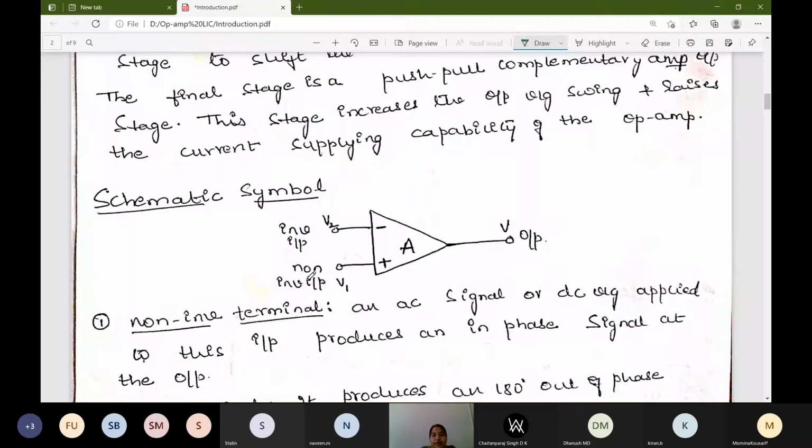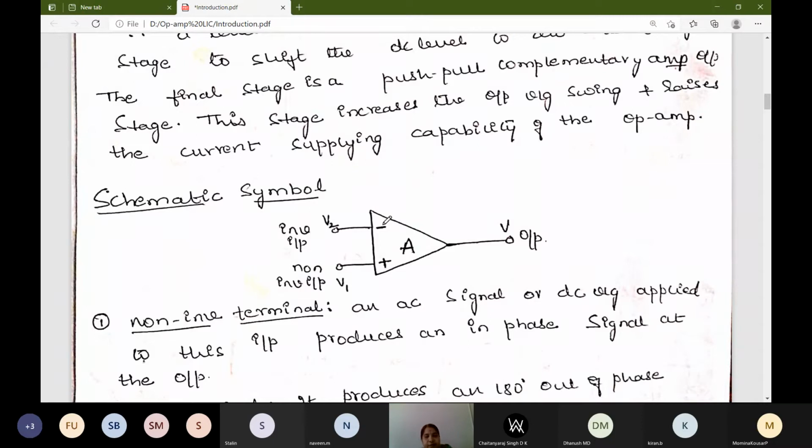Inverting input and non-inverting input. For plus it is written as non-inverting, for minus it is inverting. And a capital A is written, that is the voltage gain, and the output is V. So this is the schematic symbol of the op-amp. Two inputs and one output. The difference between these two inputs, whatever inputs we give here, will be amplified. That amplification is given by this gain A and we get the output.